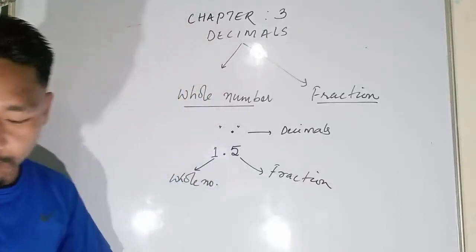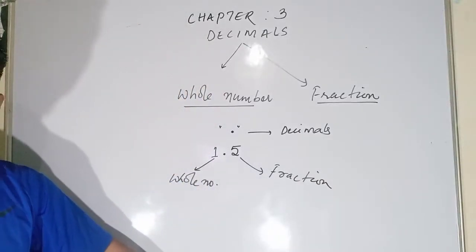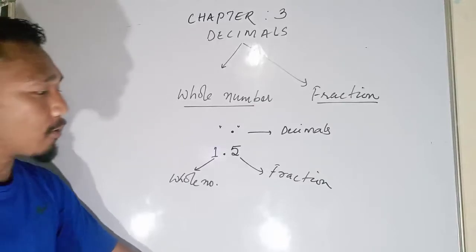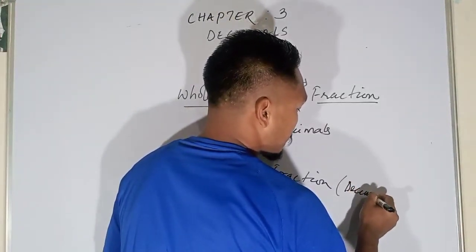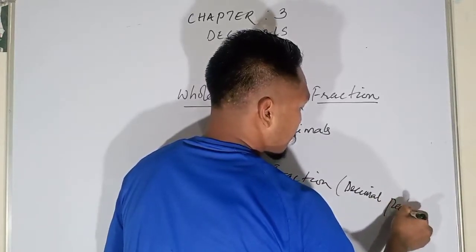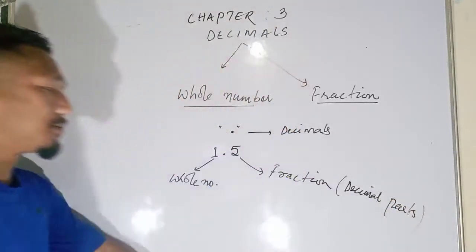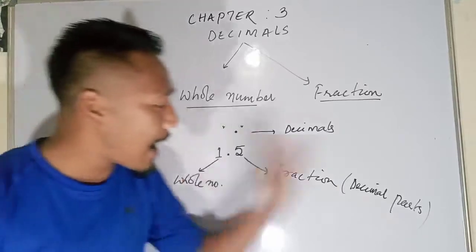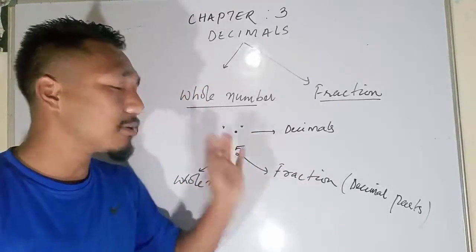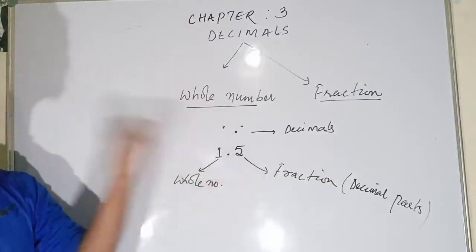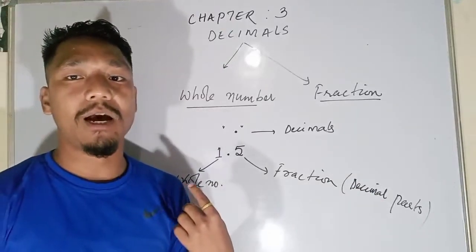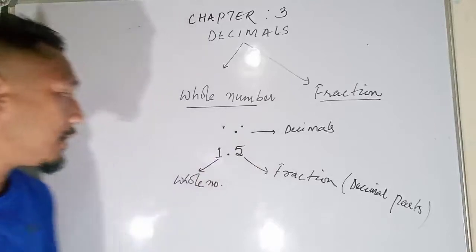The number which is behind the point is known as the fraction part, or we also consider it the decimal part. The number which is in front of the point is considered the whole number part.